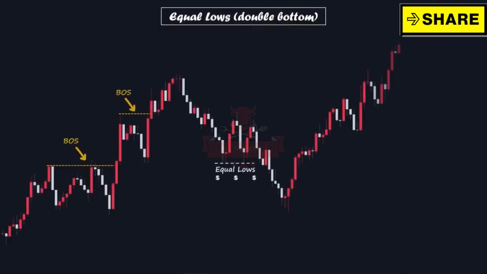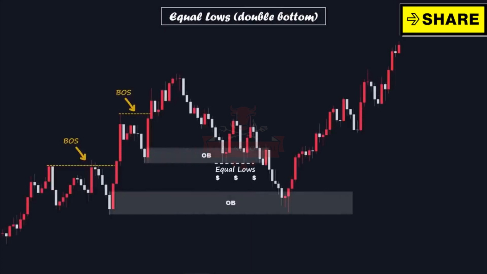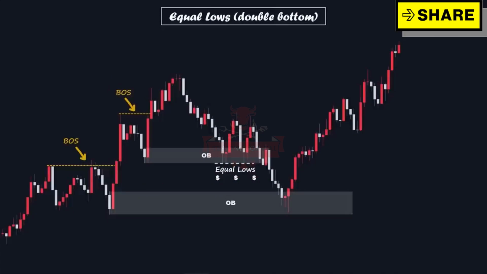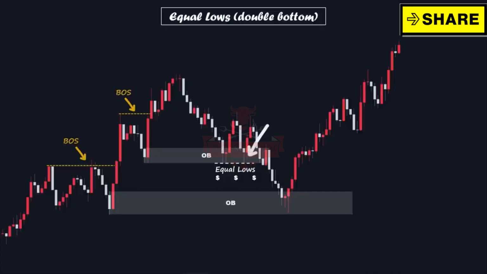Here we have an uptrend in which price has formed bullish breaks of structure. Within this context, we can identify these two potential demand areas where the price could potentially reverse and continue its bullish trend. However, the key question is, how can we determine which of these zones is safer to trade and more likely to be respected by price? As we discussed earlier, we only consider a zone as valid for trading if a liquidity sweep pattern has occurred below or above it. In this case, I will not consider this decisional order block as my point of interest because the price did not sweep any liquidity before reaching it.